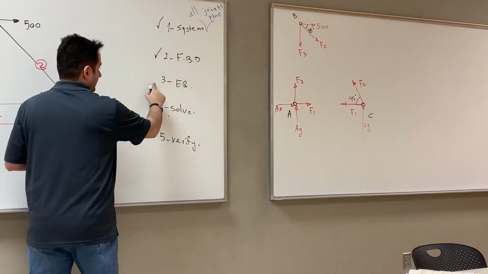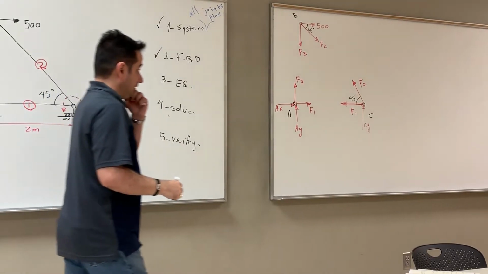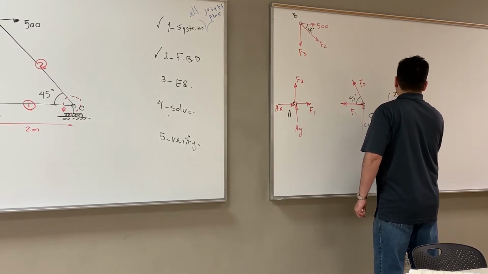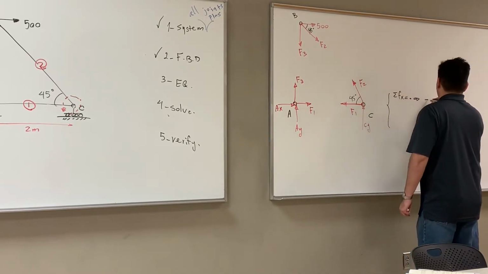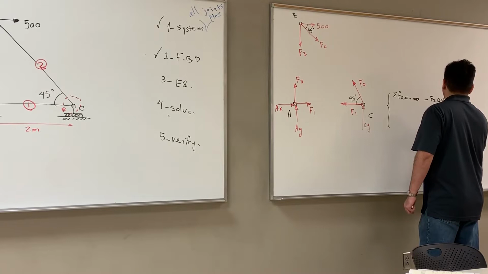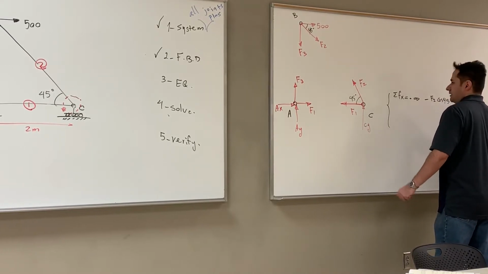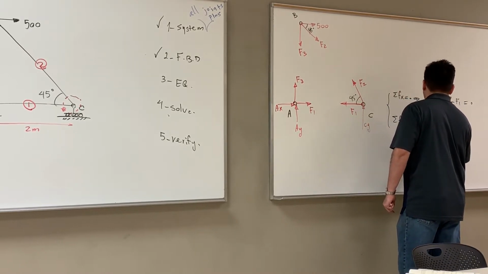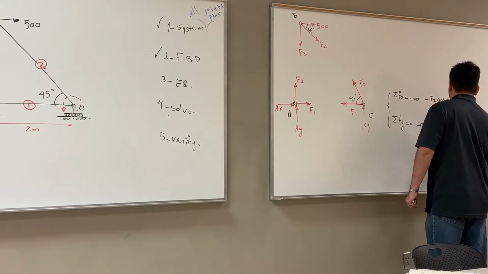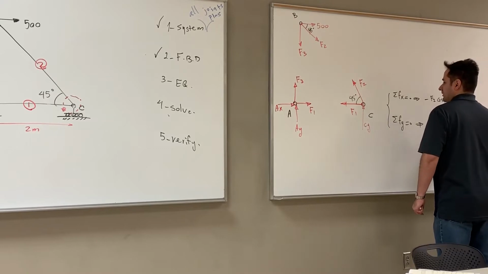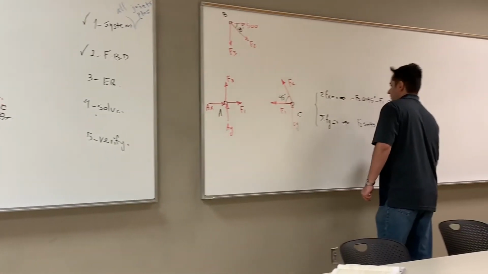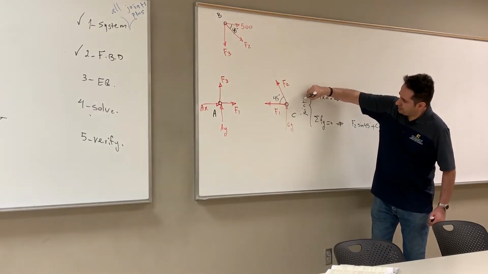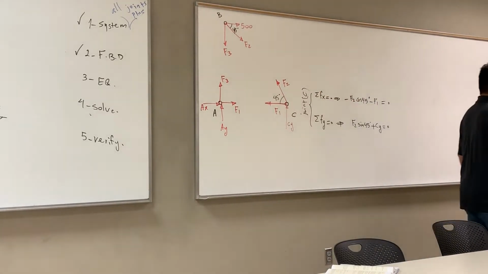Free body diagrams done. And now I'll go ahead and write the equations. Here, summation of force in x equals 0 gives me negative F2 cosine 45 negative F1 equal to 0. Summation of force in y direction equals 0: F2 sine 45 plus Cy equal to 0. What about the moment equation? I'm working on joint C. Those are our equations for joint C.